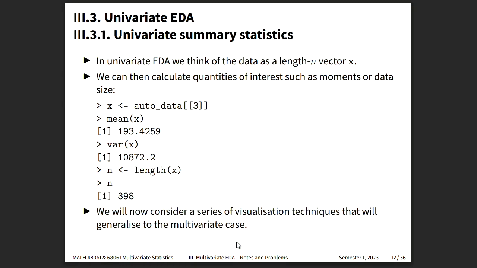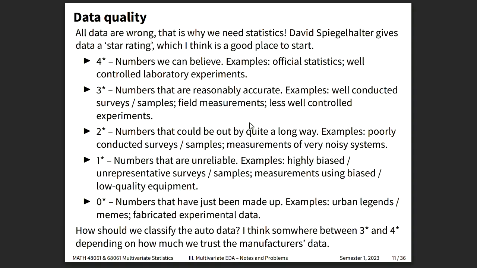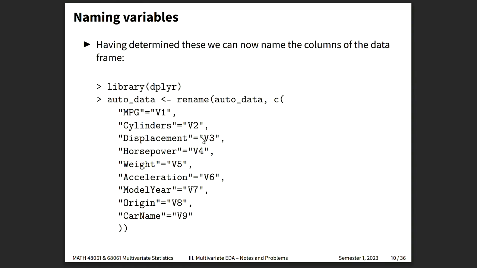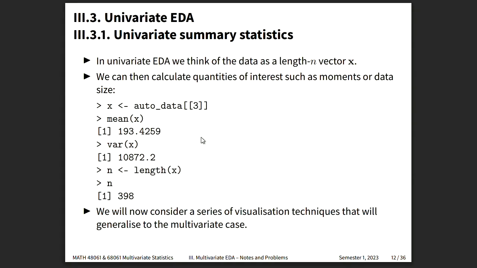So what I'm going to do is, like with everything, revisit the univariate case and then do the multivariate case. In univariate exploratory data analysis, we think of the data as a length n vector x, instead of our data matrix. We then calculate quantities of interest like moments. So if we take the third column, which we said is displacement, which means engine size, each column of the multivariate data matrix is a univariate data set. So that has a mean.